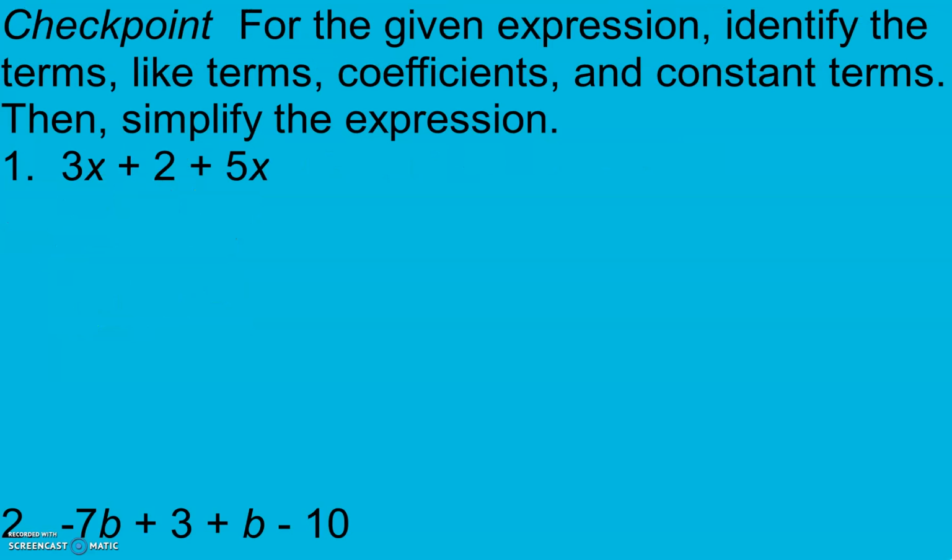Here we're going to identify the terms, like terms, coefficient, and constant terms. And then we're going to simplify the expression. So, first thing I'm going to do is figure out my terms. My terms are the things that are being added together. So I have a 3x, and I have a 2, and I have a 5x. Then I'm going to figure out my like terms.